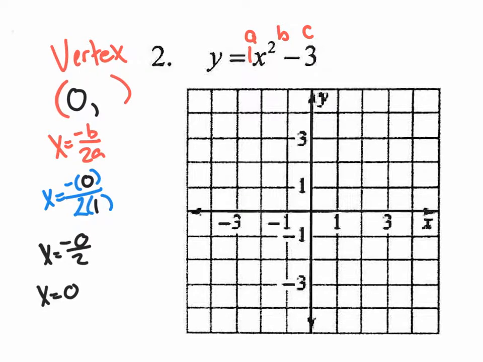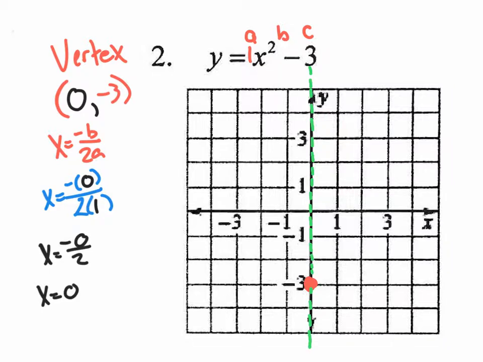To find your y value, simply plug it in. So plug in 0 right there. 0 squared is 0. Minus 3 is negative 3. So your vertex is 0, negative 3. Put a dot right there. So graphing the vertex. The very next thing to do after you graph the vertex is to draw your axis of symmetry, the vertical line that crosses right through it.